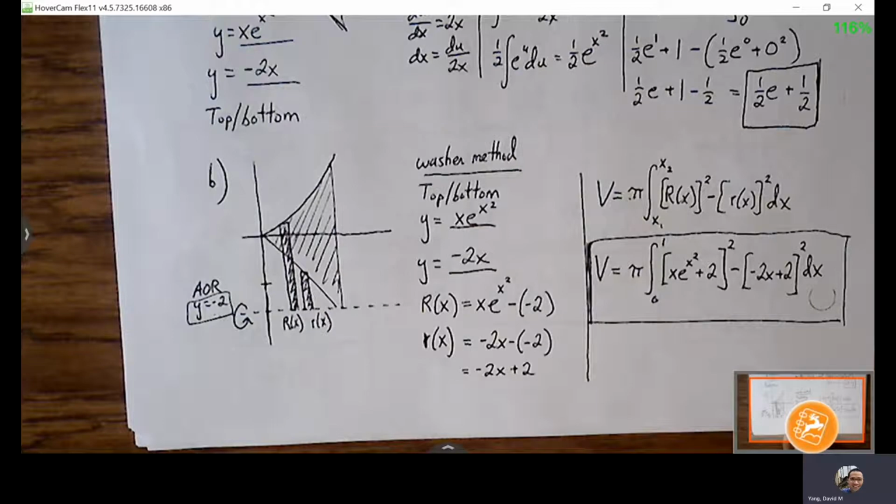Okay, let's turn to page 9. Again, I like for us to practice working this out by hand. So part A, find the area.